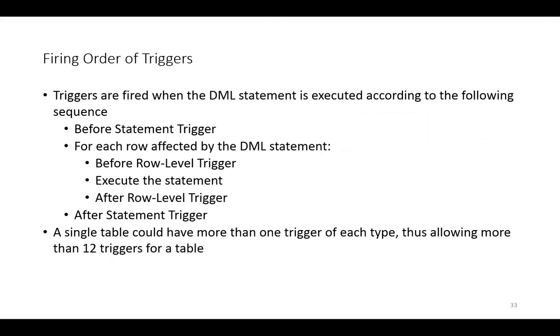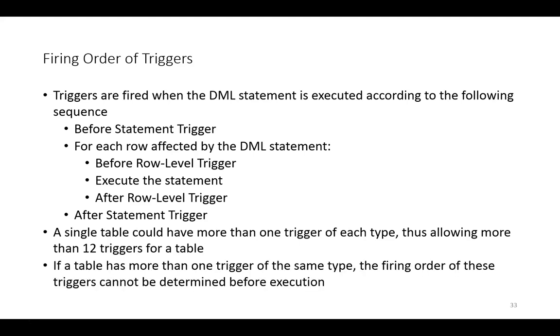Taking this all together, we say a single table could have more than one trigger of each type, allowing for more than 12 triggers for a table. Note that if a table has more than one trigger of the same type, the firing order of these triggers cannot be determined before execution. Rather than have separate triggers for each timing point, it's possible to consolidate some of these triggers. We have a special type of trigger available called a compound trigger.